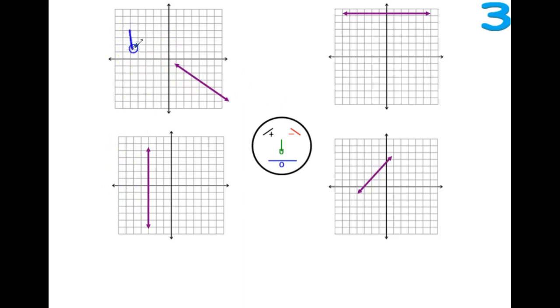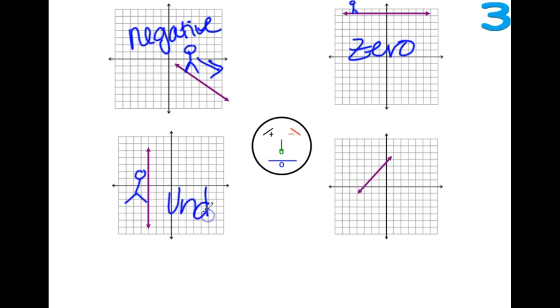This one is a negative slope because our slope man here would be walking downhill from left to right, like a book. If we had our slope man on here, he would be walking straight across. This would be a slope of 0. This one, slope man can't walk on that line. This would be a slope which is really undefined, impossible. And then this one, left to right, would be a positive slope.